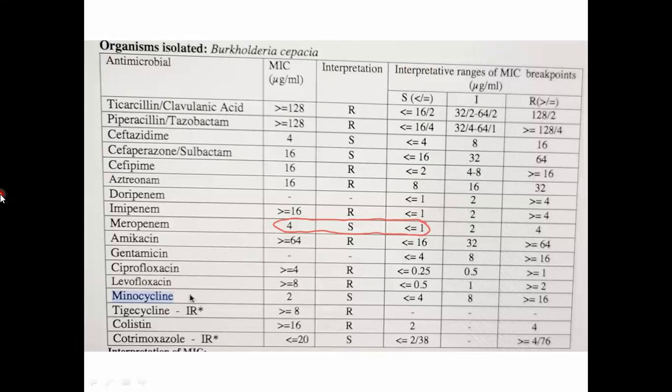So remember, what is MIC? What is a breakpoint? How to interpret resistant, intermediate, sensitive depending on the breakpoints, and what is the therapeutic index, and choose an antibiotic which has the highest therapeutic index. Therapeutic index is sensitive breakpoint by MIC. If you remember these 4 points, that is enough for today's class.